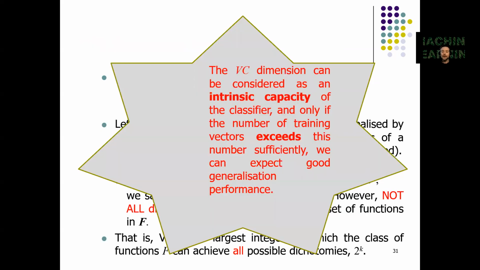I would say. But in theory, it is considered as a measure of the capacity of the classifier. And what it practically means is that if the number of training points exceeds this number, the VC dimension, then we can expect good generalization performance.